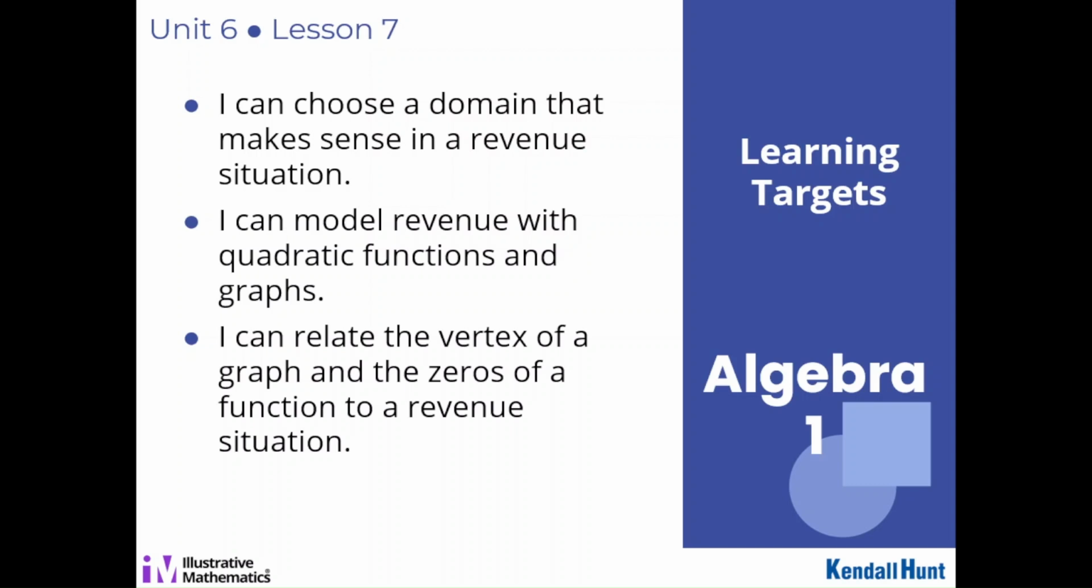Learning target number 1 says that you can choose a domain that makes sense in a revenue situation. Learning target number 2 says that you can model revenue with quadratic functions and graphs. And learning target number 3 says that you can relate the vertex of a graph and the zeros of a function to a revenue situation.